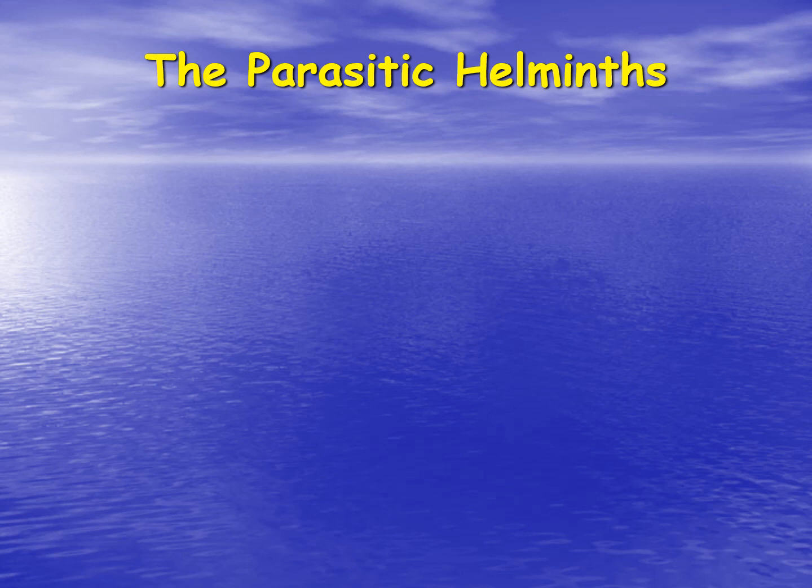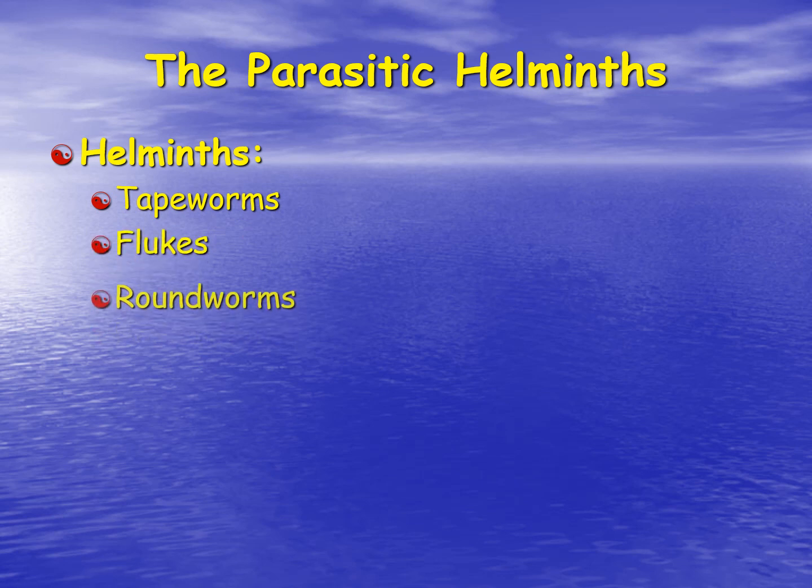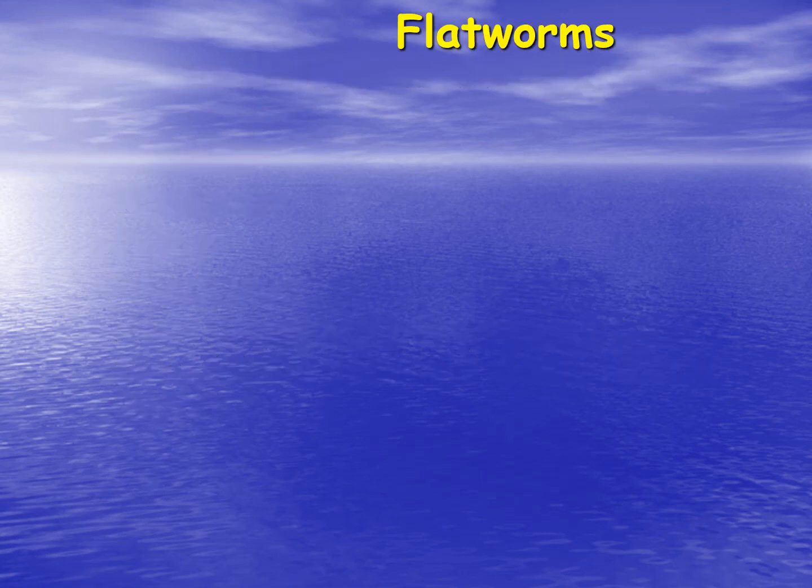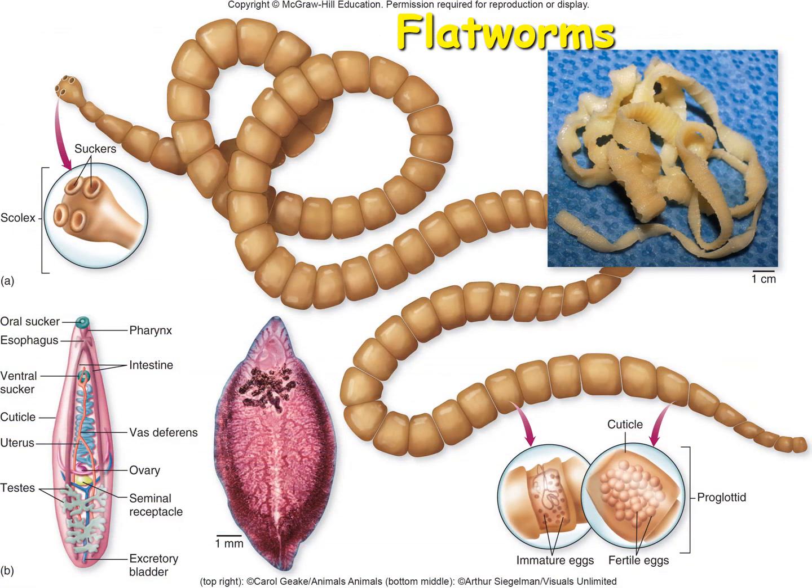Now, let's look at the parasitic helminths. Helminths include the tapeworms, the flukes, and the roundworms. The adult stages are usually large enough to be seen with the naked eye. They can range in size anywhere from about 1 millimeter to 25 meters in length. The flatworms primarily are going to consist of the tapeworm.